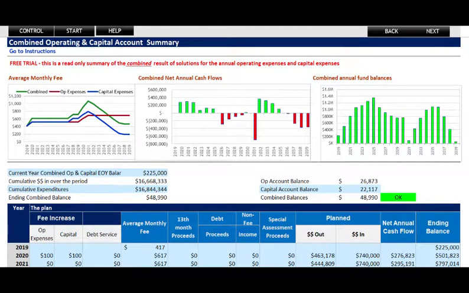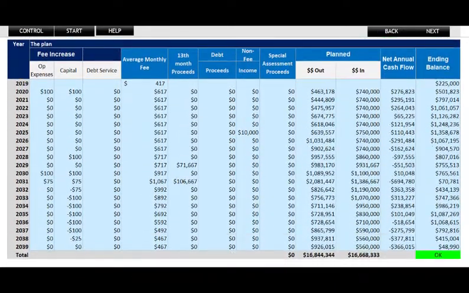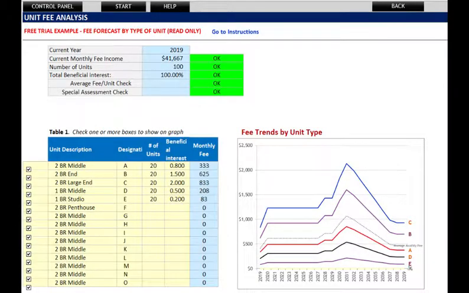Let's complete our tour of Predictor. This screen, the Combined Operating and Capital Account Summary screen, summarizes all of the results for the solution that we have created. The Unit Fee Analysis screen shows the forecast of resultant fee changes and any assessments for each type of individual unit within the association.